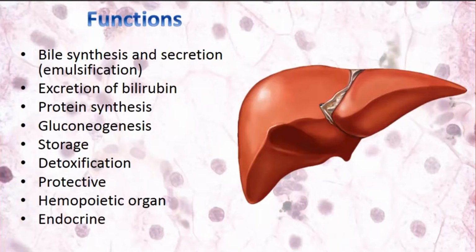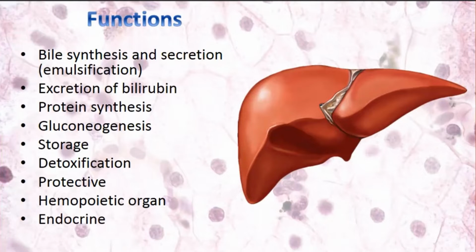Also, liver provides protein synthesis, especially proteins of blood plasma. It provides gluconeogenesis, production of glucose. It's storage of different substances such as proteins, such as vitamins A, D, E, K. Also, it's storage of glycogen and lipids. So it keeps them and it accumulates them for all needs of organism.